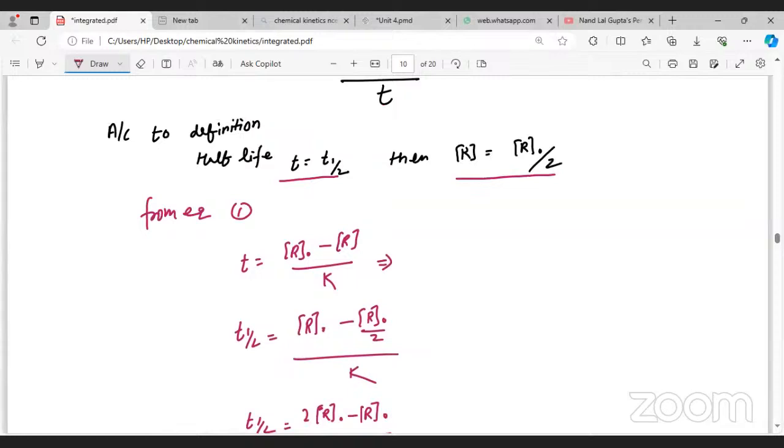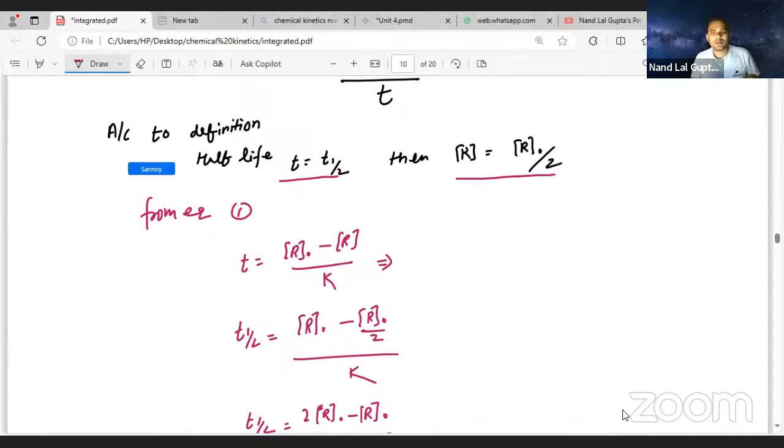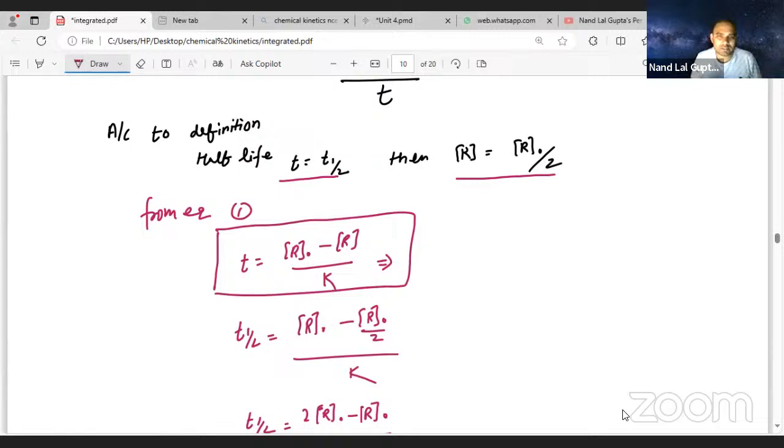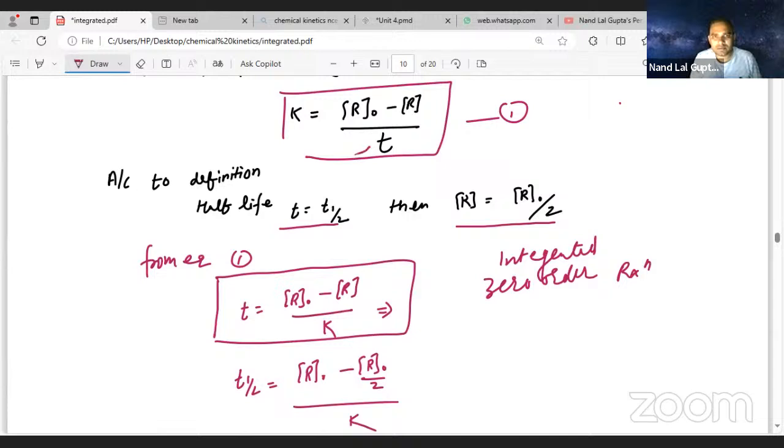After this, this is the zero order equation, the integrated zero order equation. K is equal to R naught minus R by T. So T goes here and K comes here. So this equation, is it okay?